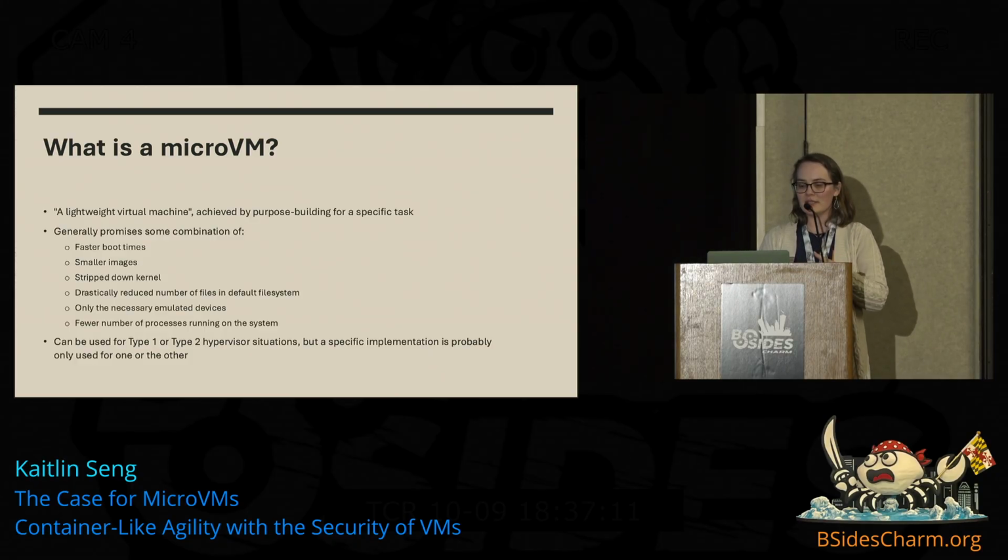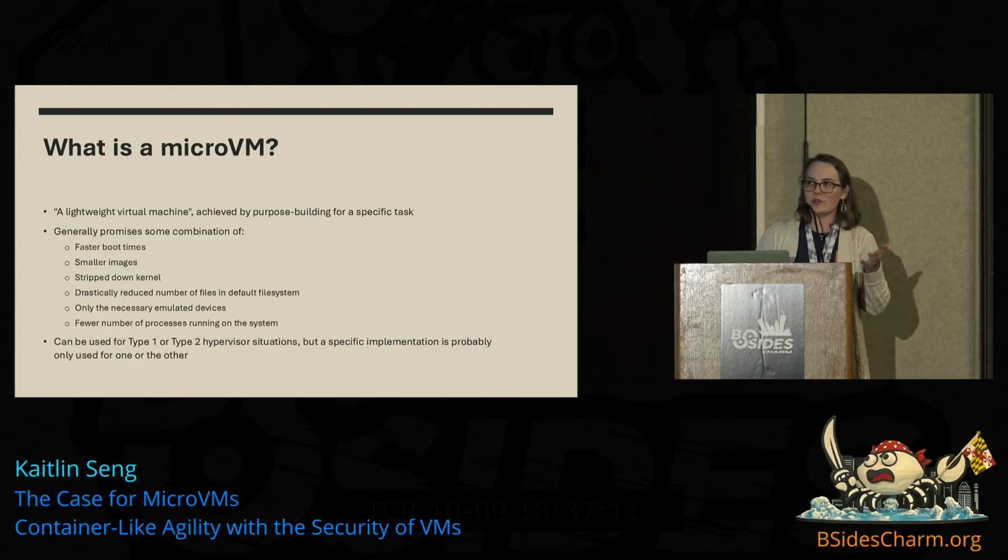So we can achieve this. We can generally achieve some combination of faster boot times, smaller images, and a stripped down kernel. We can even drastically reduce the number of files in your default file system, emulate only the necessary devices, and have a fewer number of processes running on your system.